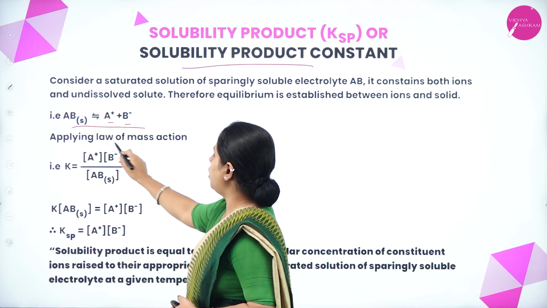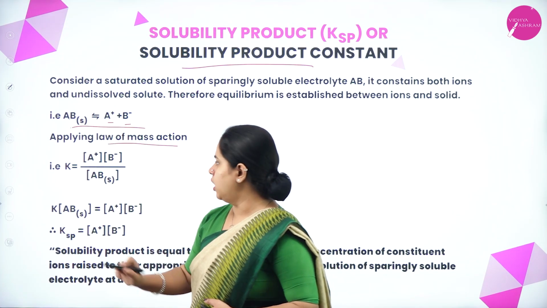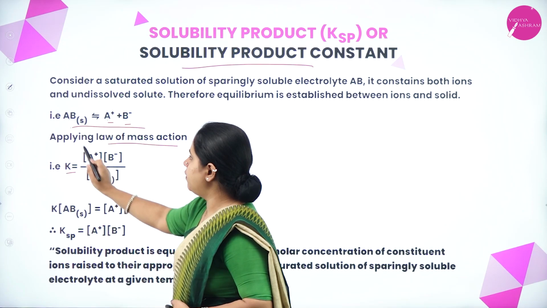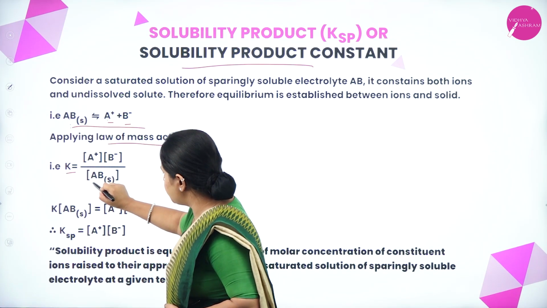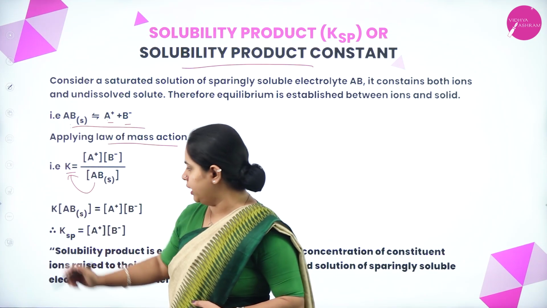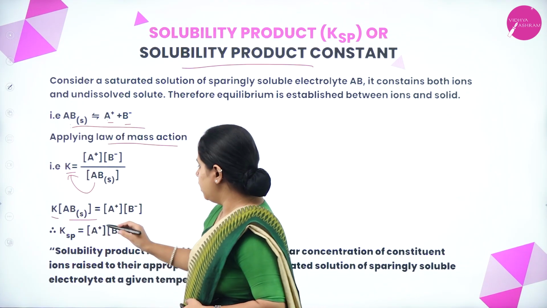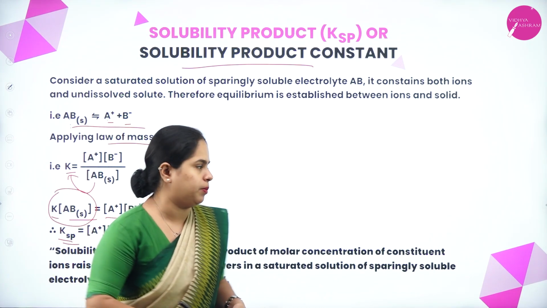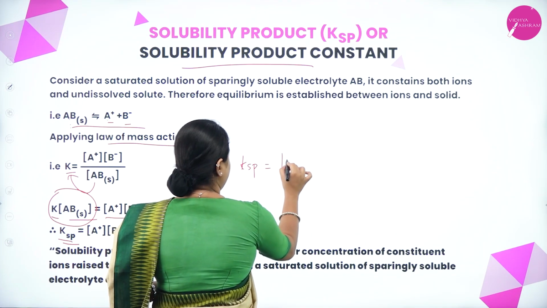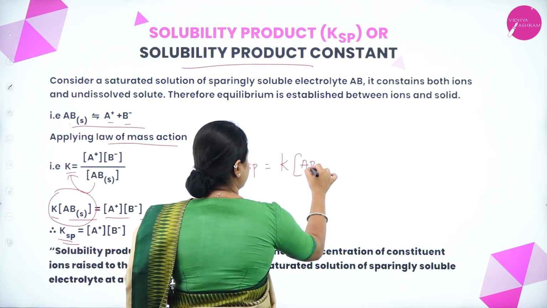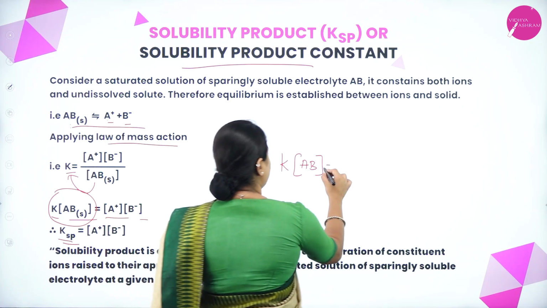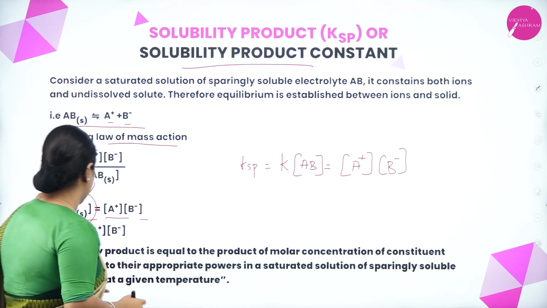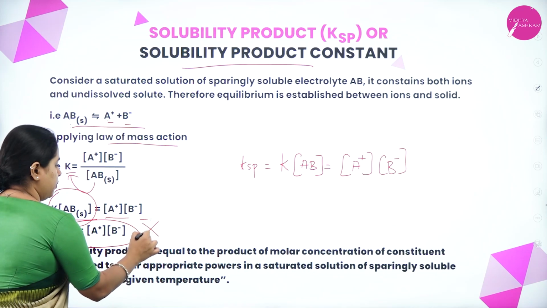Now to this we are going to apply the law of mass action. We have already studied how to write the equilibrium constant. It will be the molar concentration of A+ into B- divided by the molar concentration of AB. Now this molar concentration of AB we take to the other side, that is K into molar concentration of AB is equal to A+ into B-. This much part is your KSP, the solubility product. So KSP is the equilibrium constant into the molar concentration of the undissolved solute, which is equal to the molar concentration of A+ into B-. This is a very, very important equation.